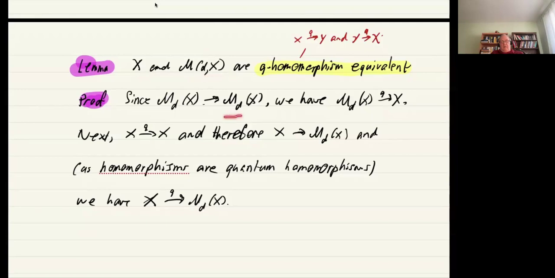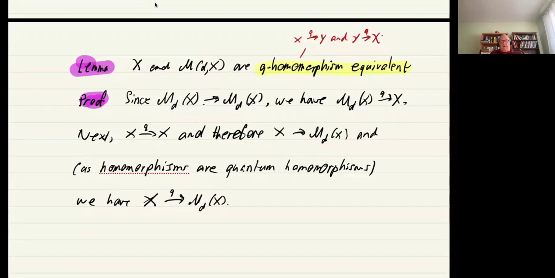So we have a homomorphism from MDX to itself. This is a graph homomorphism. It's just an isomorphism. So if you have a homomorphism into the measurement graph of X, then you have a quantum homomorphism from MD of X into X. Now, certainly you have a quantum homomorphism from X to X because the classical homomorphisms are quantum homomorphisms. And so therefore there's a homomorphism from X into MDX. And so therefore you get the equivalence.